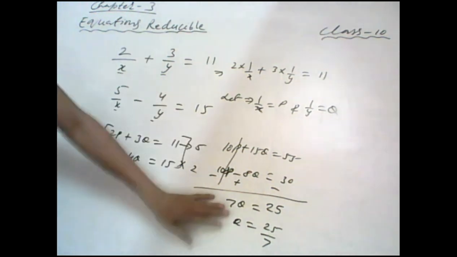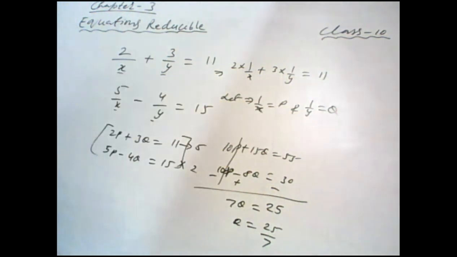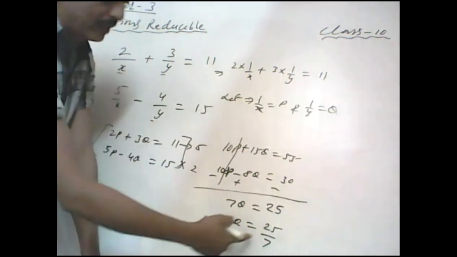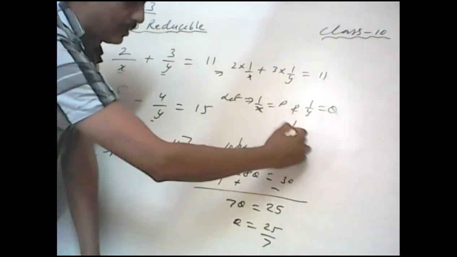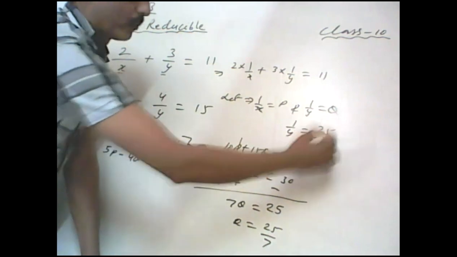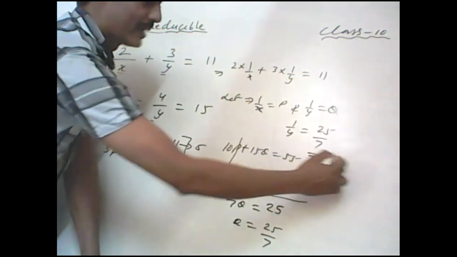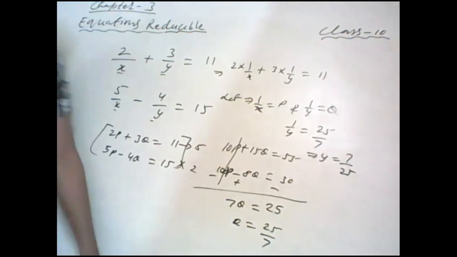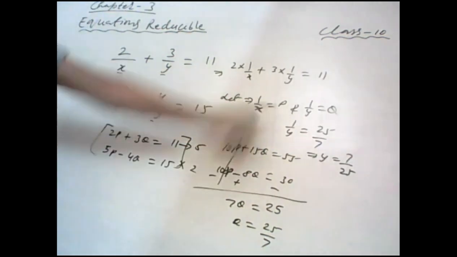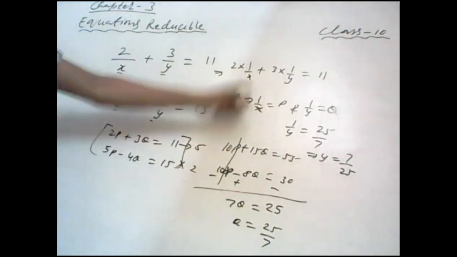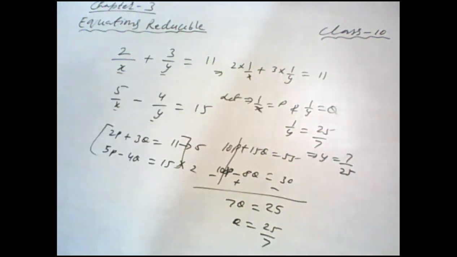And at last, put the values of p and q here. Look at it. If we put the value q is equal to 25 upon 7, what will we get? y is equal to 7 upon 25. Similarly, we put the value of p here after finding the value of p, and then we get the value of x here. Okay, students.